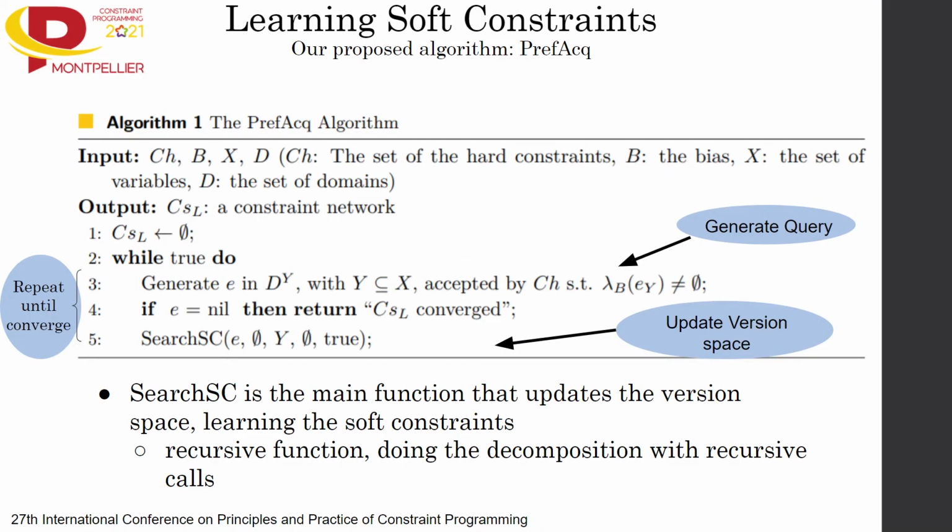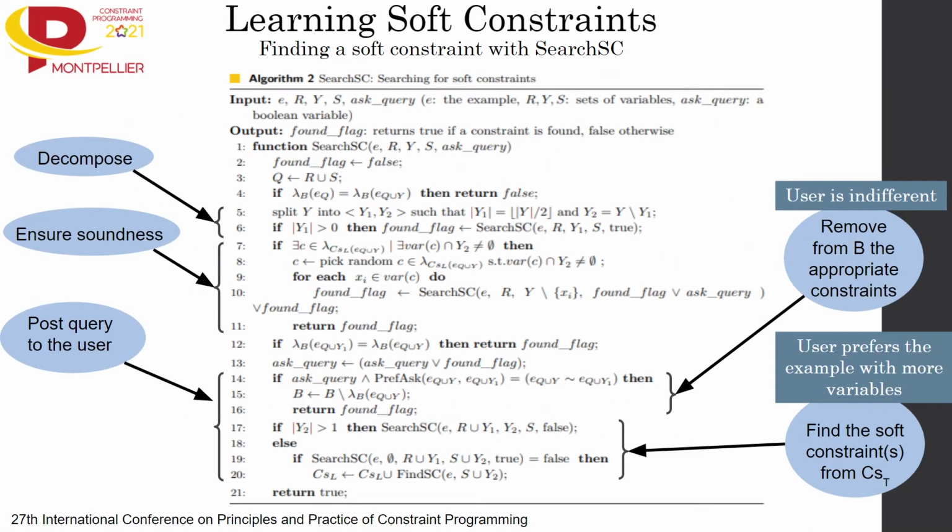This is our proposed algorithm for learning soft constraints, namely PREFAC, using the candidate elimination procedure as mentioned before. The main function of our algorithm is search_sc, which is the one updating the version space by learning the soft constraints and removing constraints from the candidates in the bias. It is a recursive function doing the decomposition of the generated example with recursive calls. Here we can see the main parts of this function. I will not focus on a lot of technical details in depth, but let's see the most important parts.